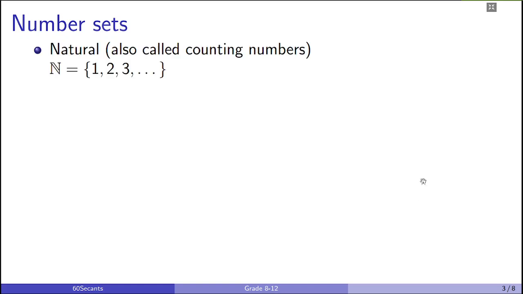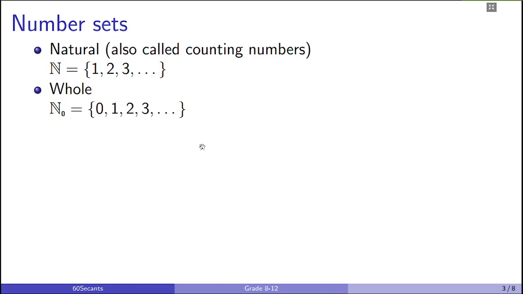So the first type of numbers is the natural numbers. These are also what we call counting numbers. Right? We are all used to these ones. Now, I want you to notice the notation here. This is what we call the blackboard notation. So it's like bold, but we simply show it with an extra line in the middle.